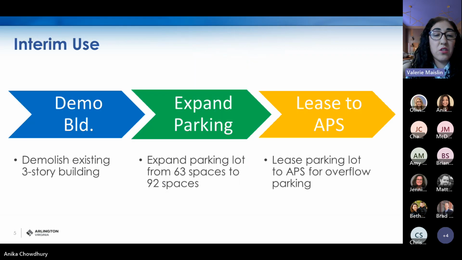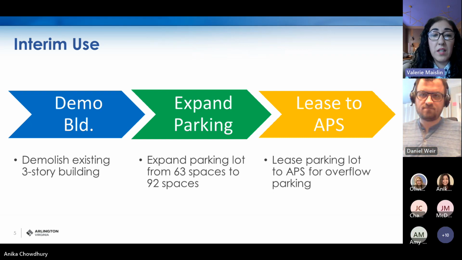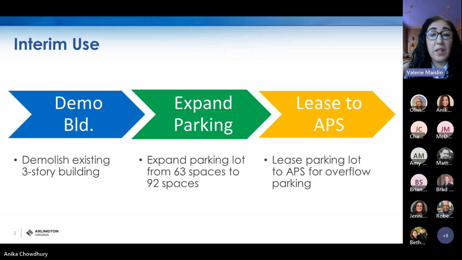So just to dive into the interim use of what we're intending to have, the first step would be to demo the 3-story building that aligns with both the interim use and the long-term use to relocate the Columbia Pike Library. The second step would be to expand the parking lot from the existing 63 parking spaces to 92 parking spaces.